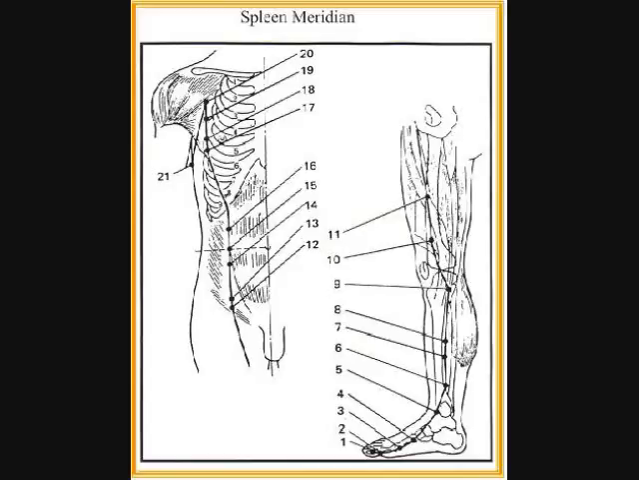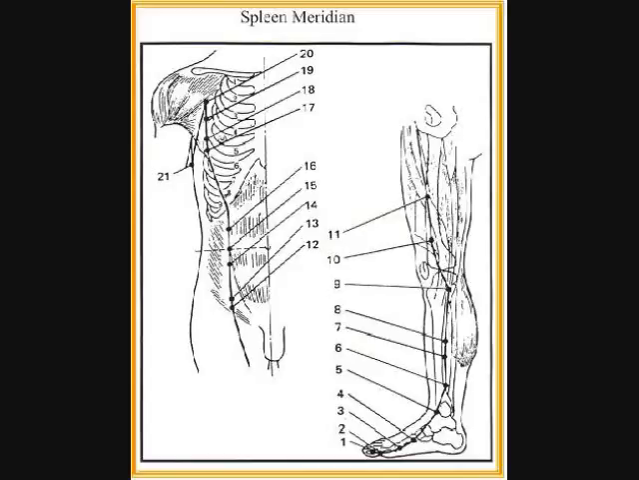Spleen 15. 4 cun lateral to the center of the umbilicus, lateral to M. rectus abdominis. Spleen 16. 3 cun above spleen 15, 4 cun lateral to Ren 11. Spleen 17. In the 5th intercostal space, 6 cun lateral to the Ren meridian.